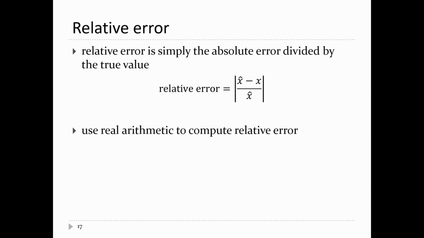Right? There's also something called relative error. Relative error is just the absolute error divided by the true value. If someone asks you to compute the relative error, you don't compute it using your floating point representation. You use real math to compute the relative error. But we're not going to look at relative error in this course.